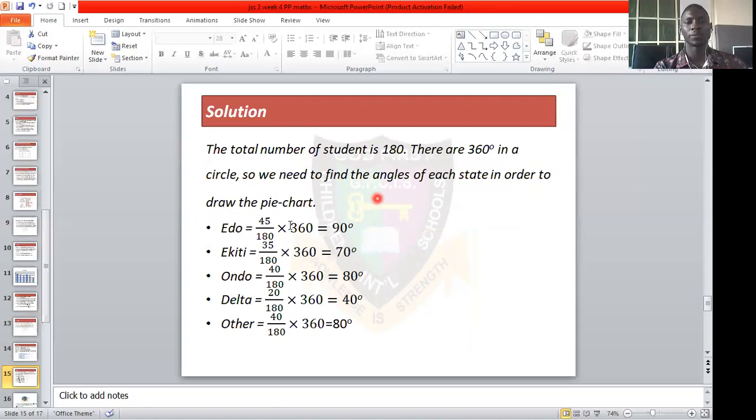So for Edo, there are 45 students. It's 45 over 180 times 360, which gives us 90 degrees. You get your 90 degrees straight. Ekiti is 35, with the same method again, you have 70 degrees. Ondo is 40, you have 80 degrees. Delta is 20, you have 40 degrees.